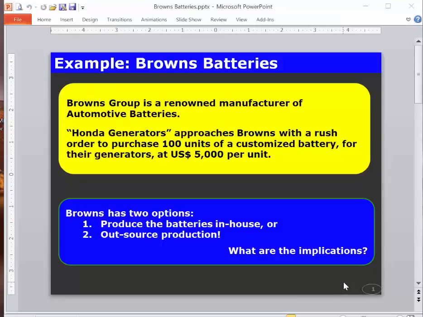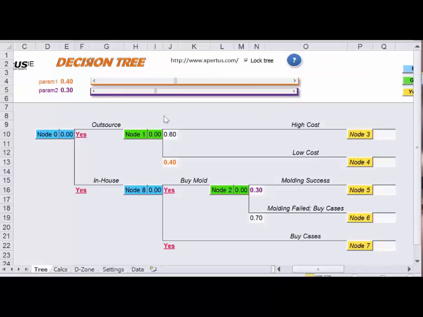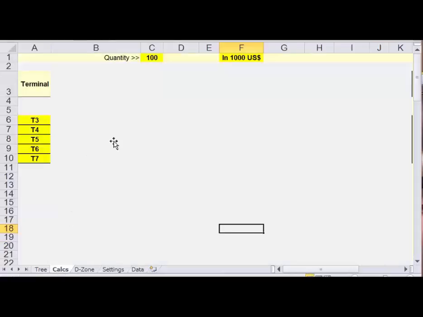We want to introduce another important piece of the puzzle before we leave the Browns batteries. That is the use of the calc page to calculate terminal values. When we first looked at this problem, I had already provided the terminal values, but let's now see how to use a calc page to determine these values. And here we have the model built already, but as you can see, there are no terminal values assigned to them. To do that, we need to go to this calc page and create our table.